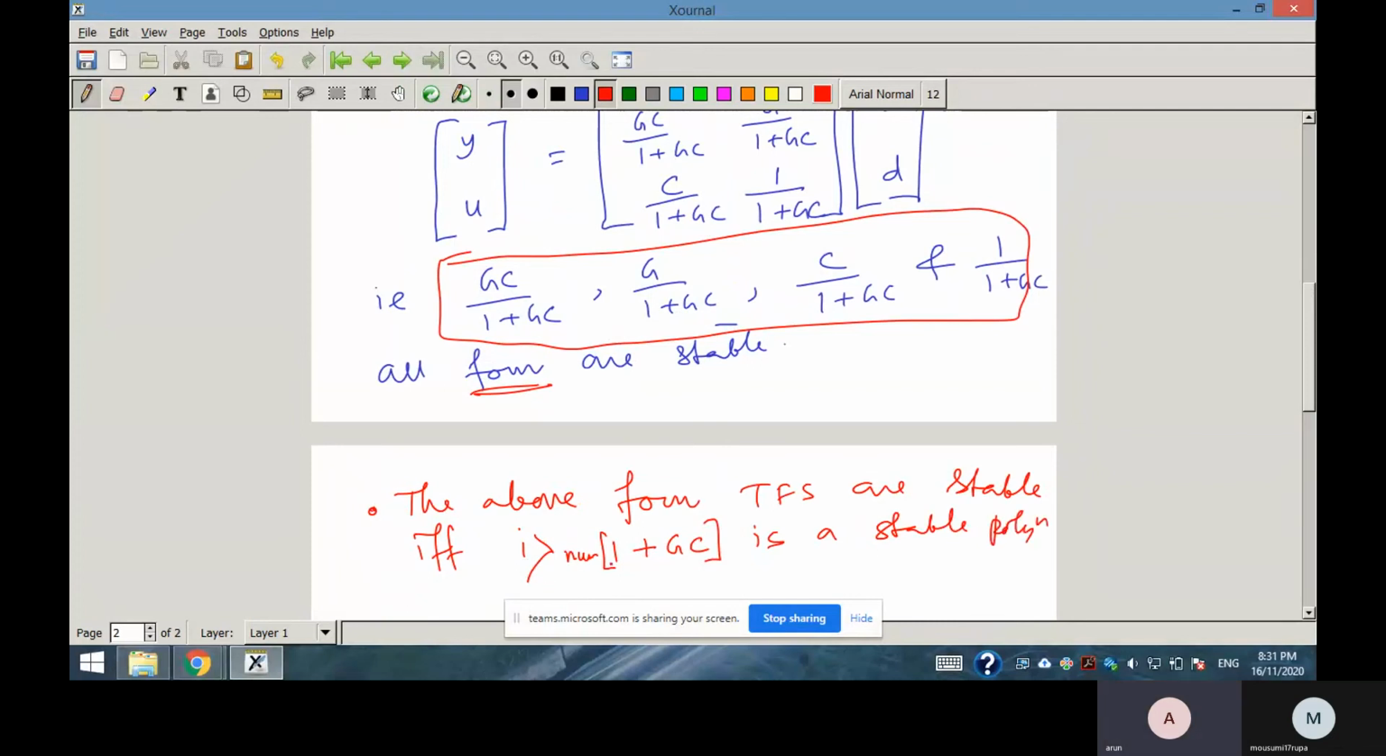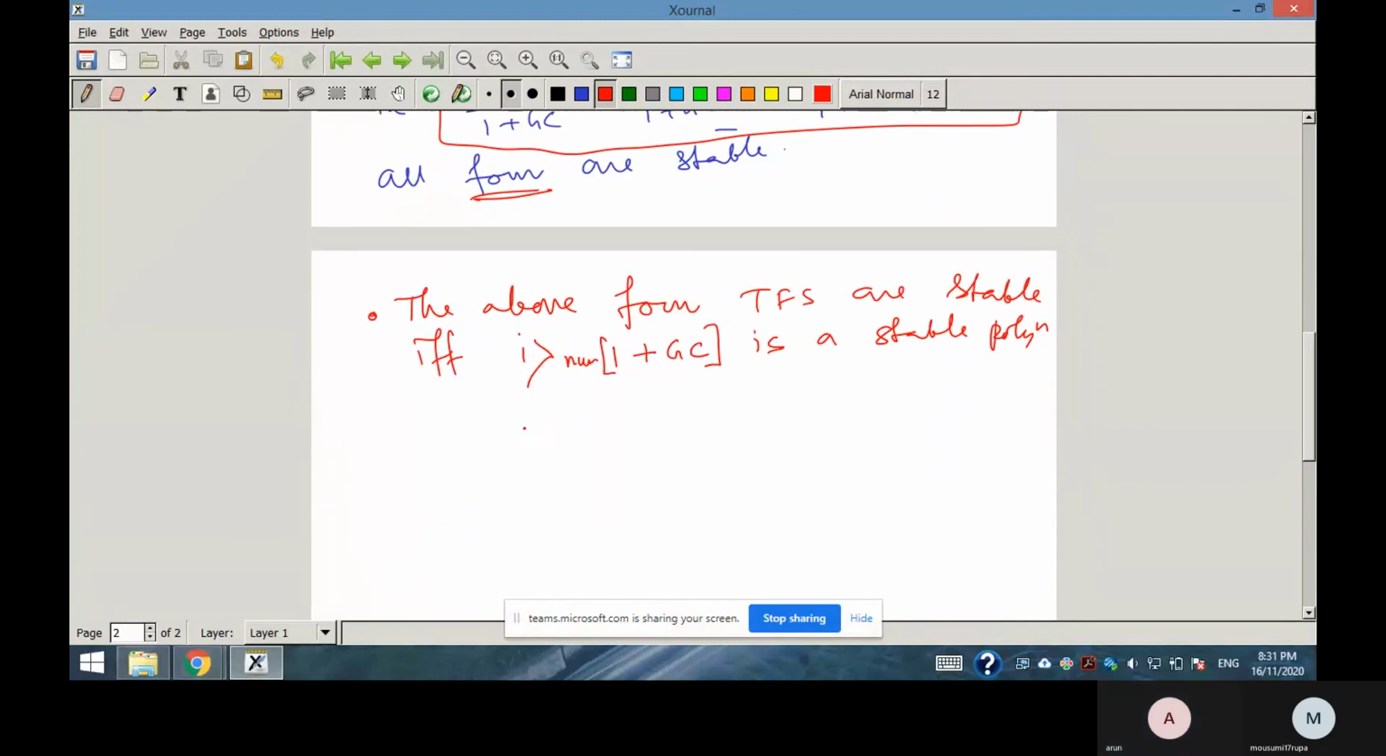This is the numerator, because this is a transfer function. Ultimately it will have a numerator and denominator. Why numerator? Because the numerator of 1 plus GC is the characteristic polynomial, or closed loop pole polynomial. So the numerator of 1 plus GC should be stable, otherwise the system will become unstable. So this is necessary.